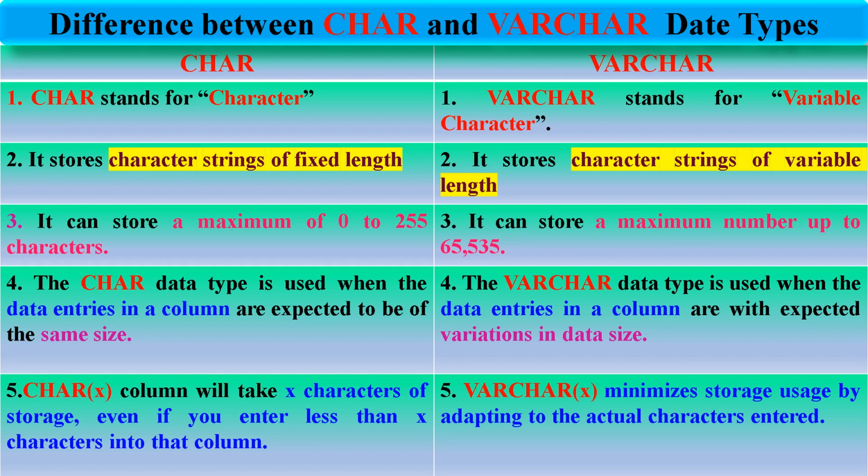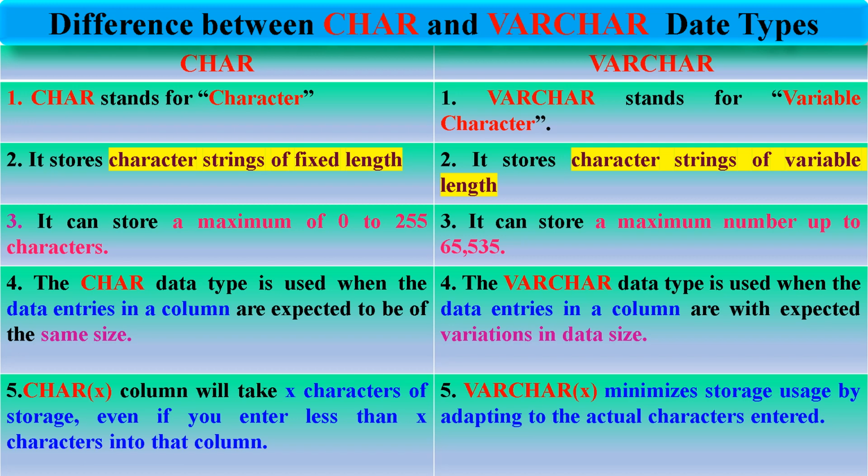Whereas, the VARCHAR data type is used when the data entries in a column are with expected variations in data size. An example of using the VARCHAR data type is for a product description column in a database for an online store. Product descriptions can vary significantly in length, and using VARCHAR allows you to store these descriptions efficiently while accommodating the natural variation in text length without unnecessary padding.